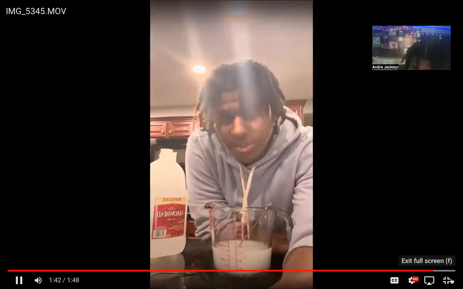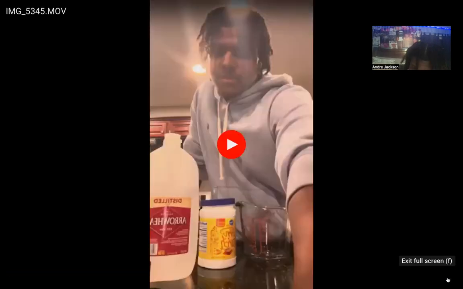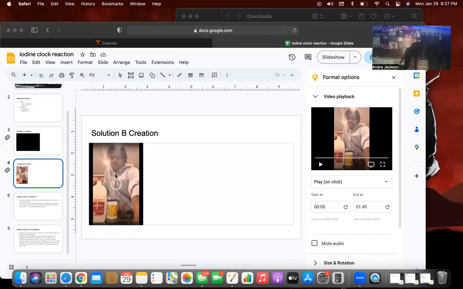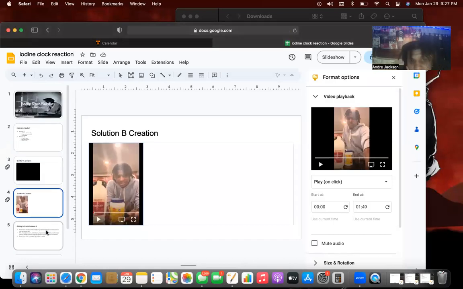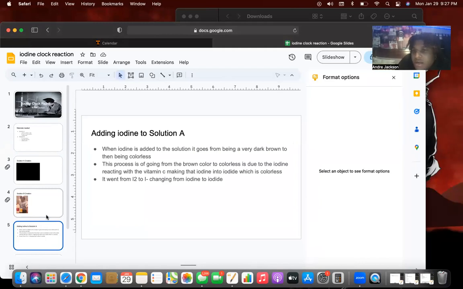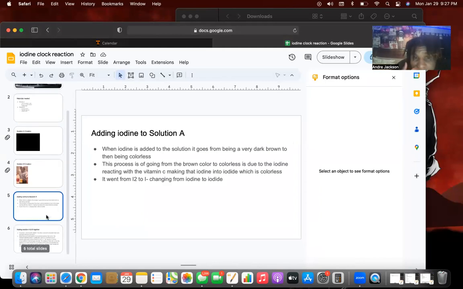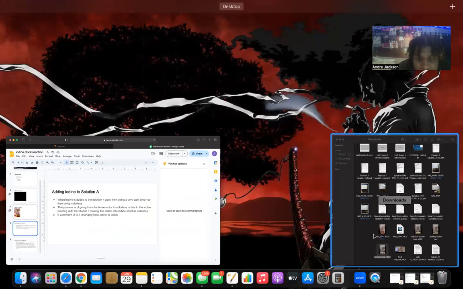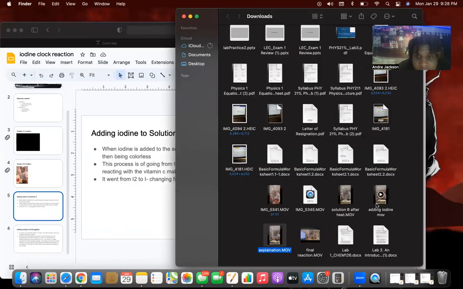In the next video, I'll be showing you what it looks like after it is all heated and boiled. Okay, so that was the creation of the second solution. So now I'm gonna go ahead and show you the solution after it was already heated, and then I'll go into the next slide right here. I wasn't able to put it onto the presentation because it was taking too long, so I'm just gonna open it on here.